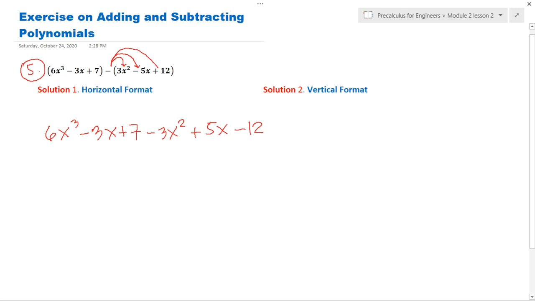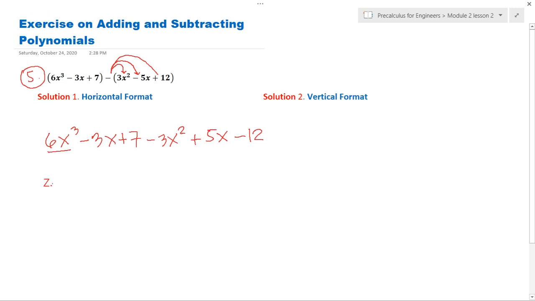Then, combine again. Since we only have one term for x cubed, write it down directly. So this is equal to 6x cubed.